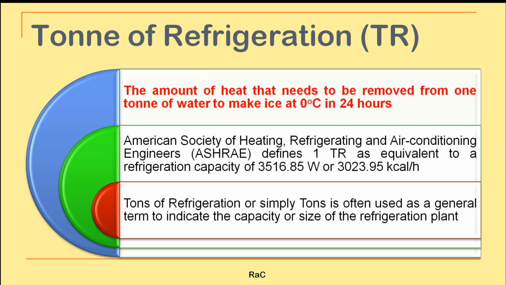So it is joules per second. How much energy can a refrigeration unit remove per second? So 3.516 kilowatts is equivalent to 1 ton of refrigeration. That means if a refrigeration system is designated as 1 TR, it is able to remove 3.516 kilojoules of energy in the form of heat per second from the space to be cooled.